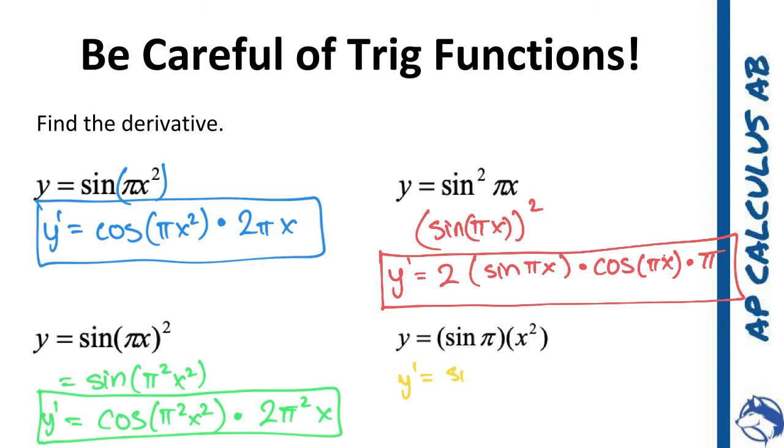So the first one times the derivative of the second one, which would just be 2x, plus the second one times the derivative of the first one, which would be the cosine of pi. And that would be the derivative of this one here.